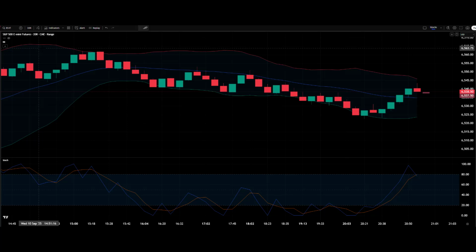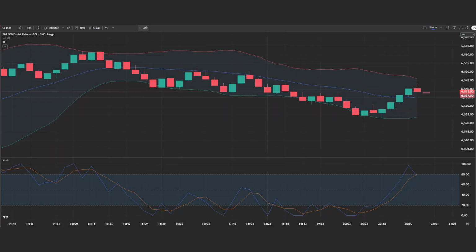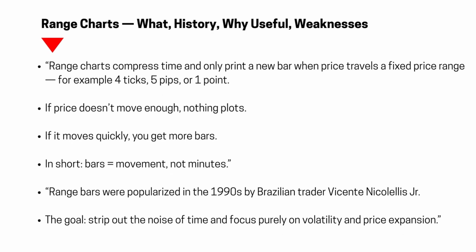So you've got to think in terms of your strategy. Is it trend following, reversion, breakout? Factor in the volatility of the instrument, as you would with Renko, to come up with the correct range size for what you're trading. So now we've seen them in the charts, let's get into a bit of background behind them: the what, the history, the why, strengths, weaknesses.